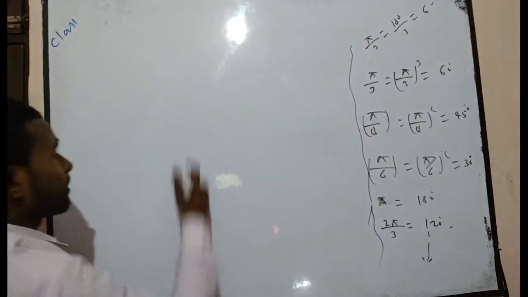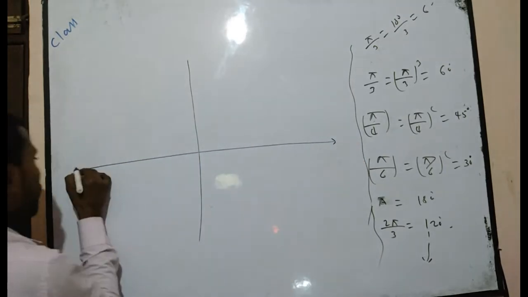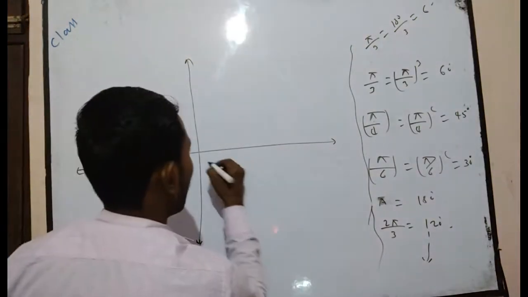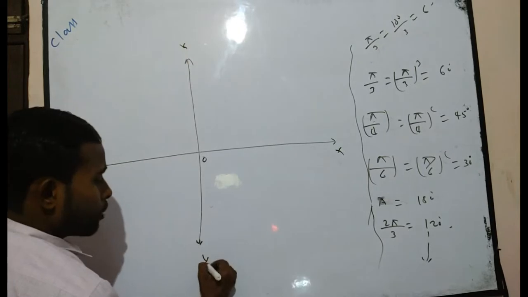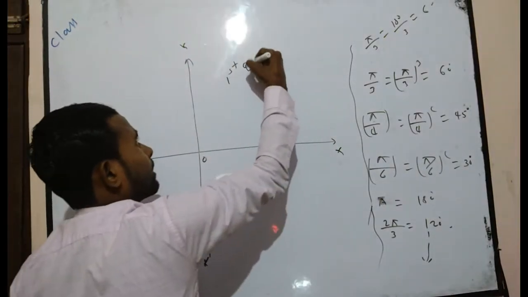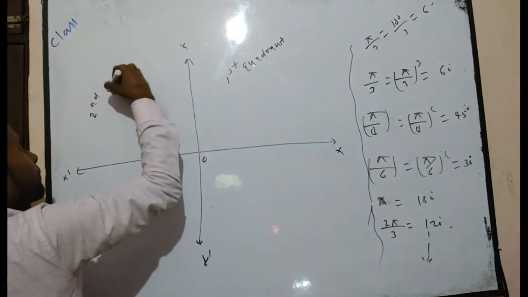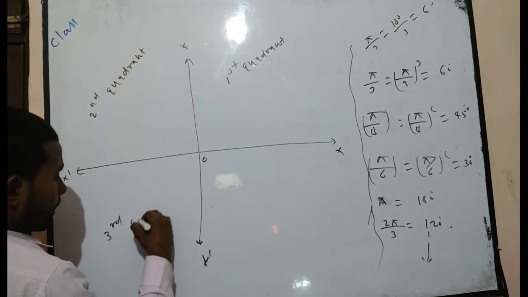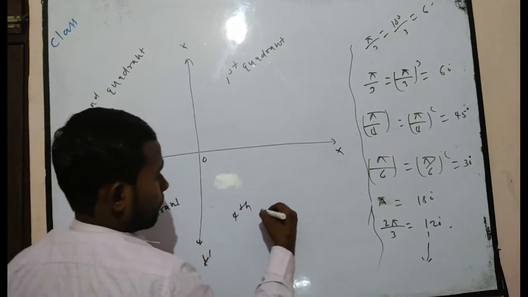Now I will take a quadrant. As you know, a quadrant is defined as a quarter part of a plane. If you take two mutually perpendicular lines, then the whole plane is divided into 4 parts. This is called the first quadrant. This is called the second quadrant. This is the third quadrant. This is the fourth quadrant.